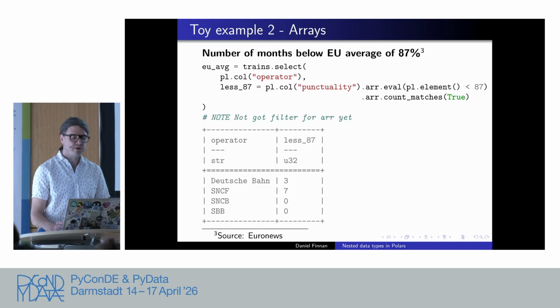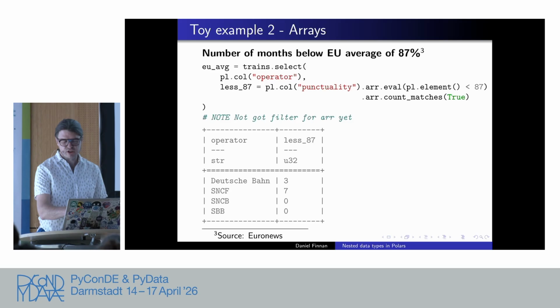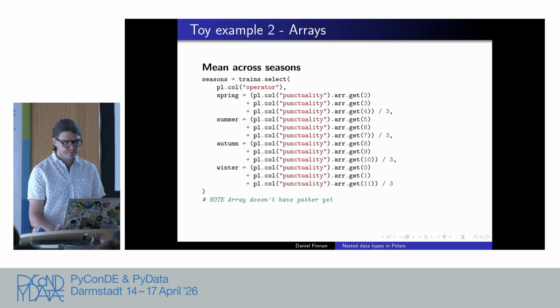And number of months below the EU average of 87%. So we're not using filter because we haven't got that yet in the array namespace. We're using the evaluation on the element of the array below 87, and then we count the number of matches in that. You can see that the Belgians and the Swiss, they do quite well, really. And now looking at the mean across seasons. So we're pulling out various elements of the array and then calculating an average for each season.